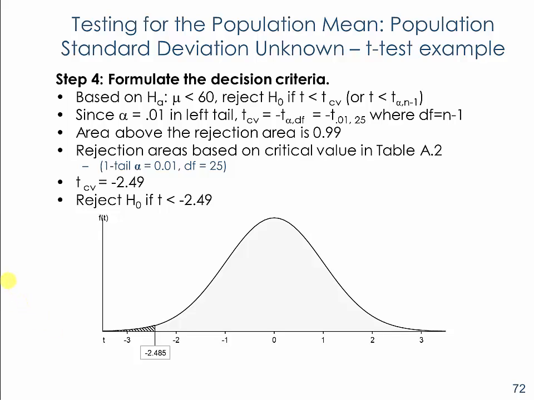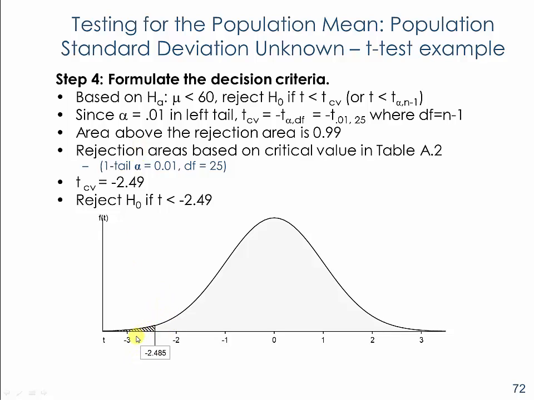Again, in step 4, we're going to formulate the decision criteria. So how do we formulate the decision criteria? We set up a boundary or boundaries, and beyond those boundaries is where we're going to reject the null hypothesis. Based on an alternate hypothesis of mu less than 60, we're going to reject the null hypothesis if our t-test statistic, what we get with our one little sample, is less than or equal to our t-critical value. Then we're going to reject the null hypothesis.